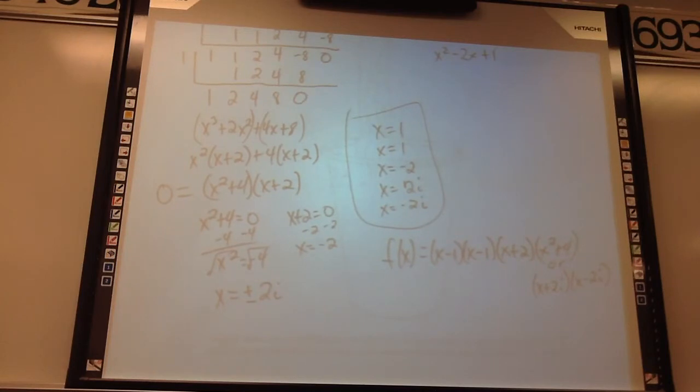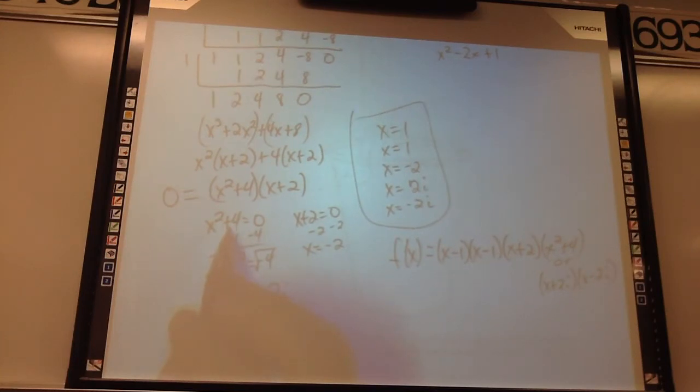So why didn't we do the difference of 2 squares? Because it's not a difference of 2 squares, it's an addition of 2 squares. It has to be a negative.